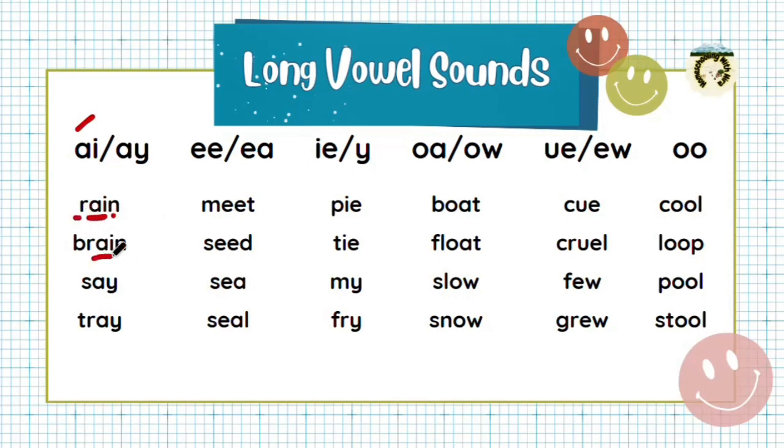Rain, brain, say, and tray. If we have the long A sound at the end of English words, we use AY, otherwise we use AI.